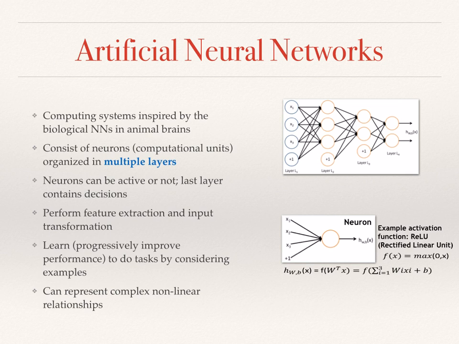They consist of neurons, which are computational units organized in multiple layers. And neurons can be active or not. And for the neural networks that we analyze, which are typically classifiers, the last layers contain decisions. They perform feature extraction and input transformation. And as you may know, they learn, meaning progressively improve performance to do tasks by considering labeled examples.